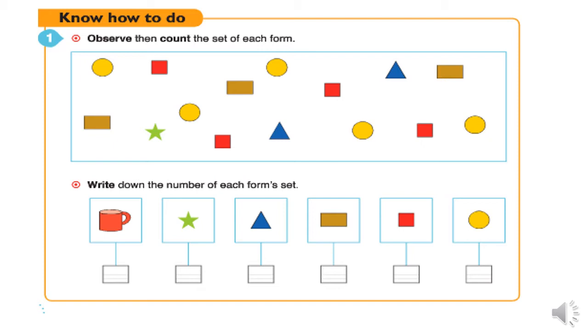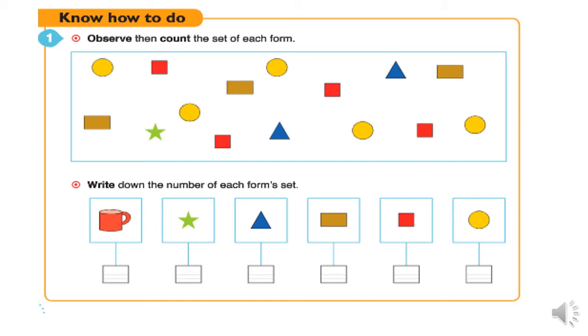How many brown rectangles do we have? 1, 2, 3. Excellent. So we write under it number 3. How many red squares do we have? Let's count them. 1, 2, 3, 4. So we write under it number 4.